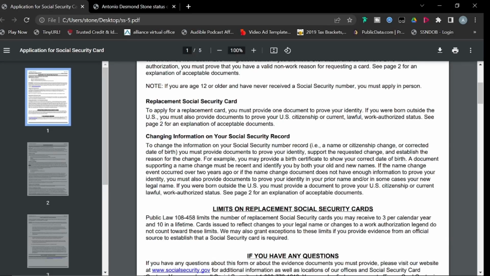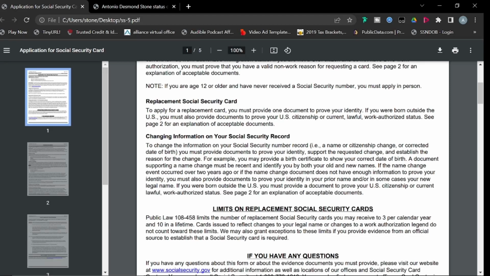A document supporting a name change must be recent and identify you by both your old and new name. And that doesn't apply to you. And then I'm going to answer this. Well, I'm going to stop right here. Let's stop right here, because I had this question before.